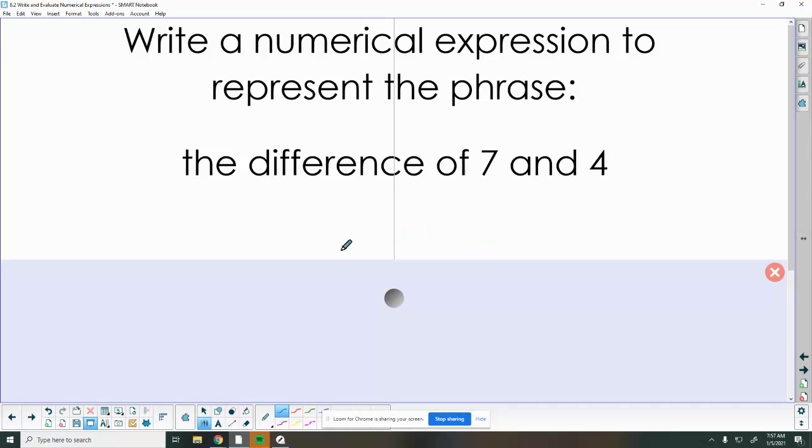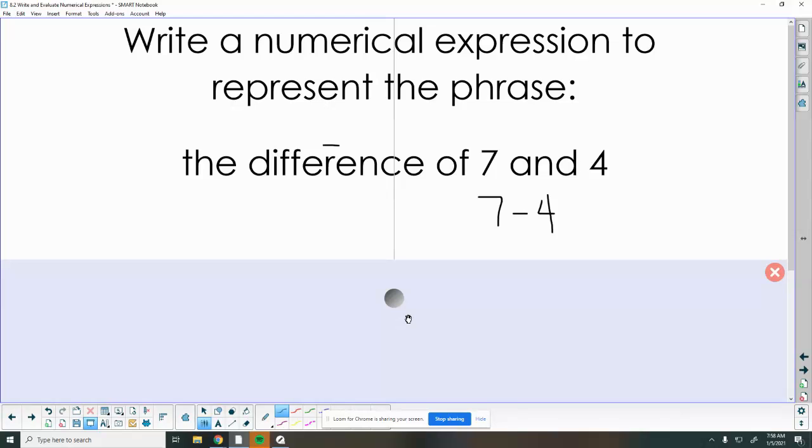So let's look at one more here. This one says to do the difference of 7 and 4. Go ahead and see if you can write an expression for the difference of 7 and 4. Difference means to subtract. 7 minus 4 is 3 if we were solving that.